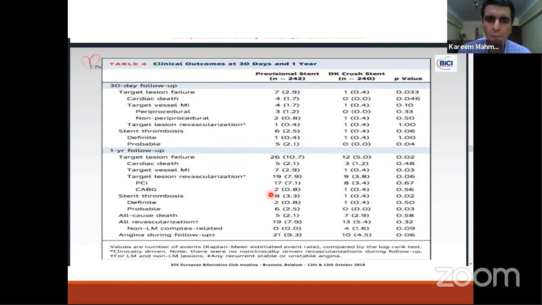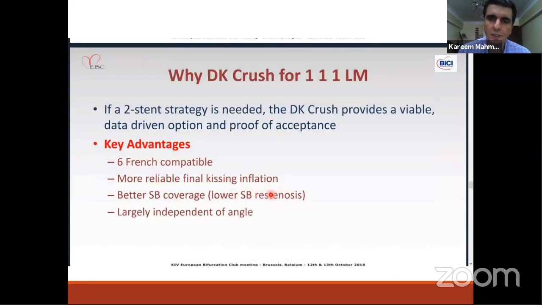So the 1-year follow-up showed some superiority of the DK crush over the provisional stenting for the left main bifurcation 111 or 011. This is the advantage of the DK crush. It is a 2-stent strategy and has some advantages: it is 6 French compatible, it achieves more reliable final kissing balloon inflation and better stent side branch coverage, and it is not dependent on the angle. Remember, one of the predictors of failure of the culotte technique is an increasing angle of bifurcation, and in the left main bifurcation we have an angle of more than 70 degrees. So this is one reason that DK crush may be preferable to culotte for dealing with the distal left main lesion.